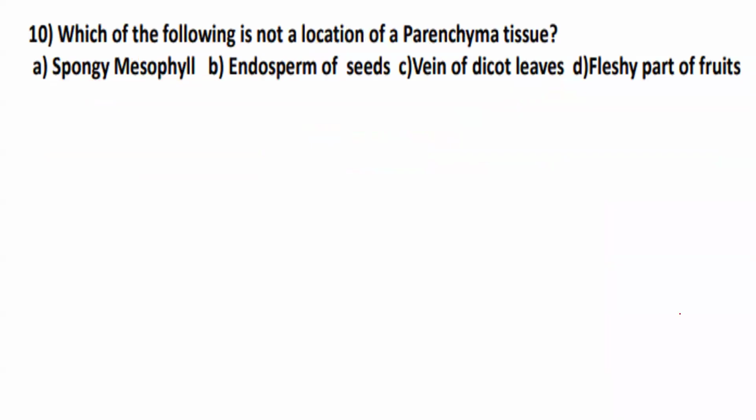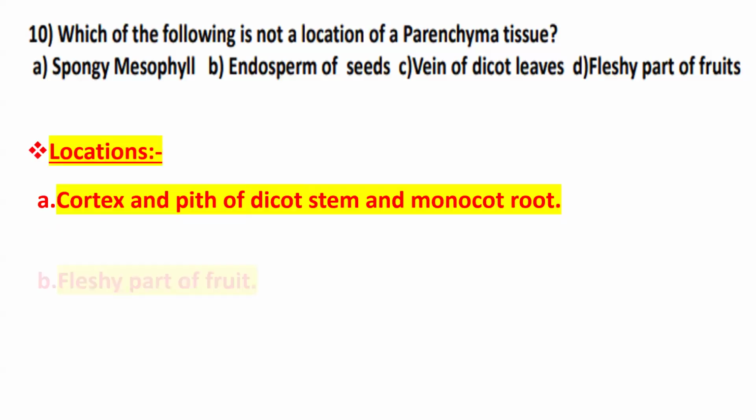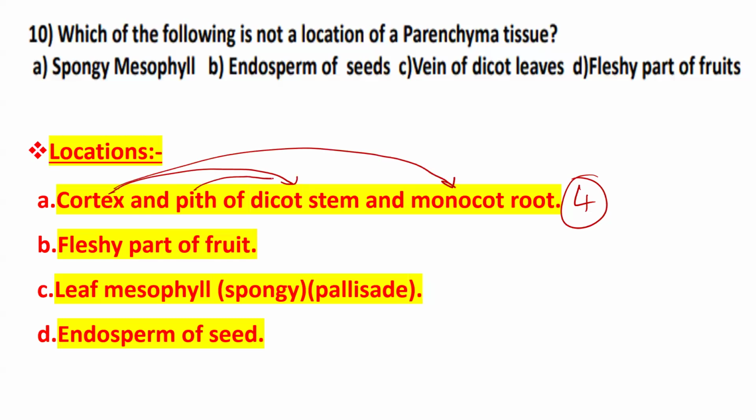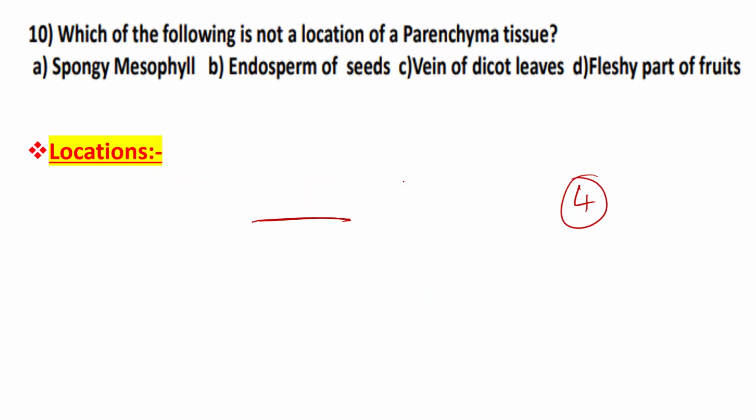Question number 10. Which of the following is not a location of parenchyma? Parenchyma, I think I told you all the locations. Cortex and pith of dicot stem and monocot root. This itself has 4 locations: cortex of dicot stem, cortex of monocot root, pith of dicot stem, pith of monocot root. In this, the dicot stem is the very important one. I drew and showed you the cortex and pith of dicot stem.